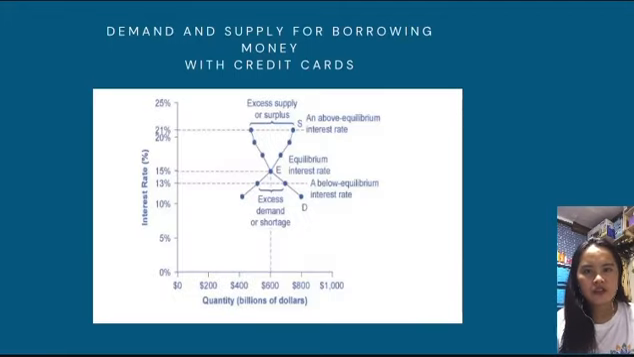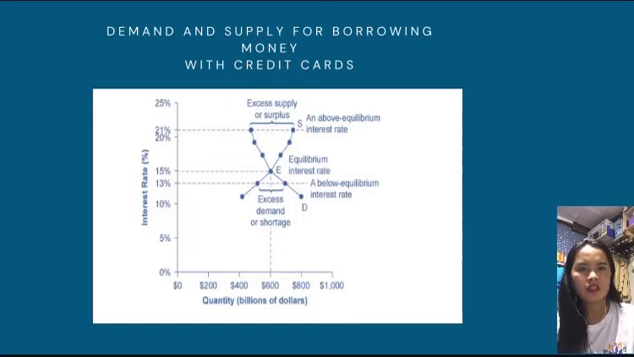Demand and supply for borrowing money with credit cards. In this market, for credit card borrowing, the demand curve D for borrowing financial capital intersects the supply curve S for lending financial capital at equilibrium E at the equilibrium interest rate. The price in this market is 15% and the quantity of financial capital being loaned and borrowed is $600 billion.